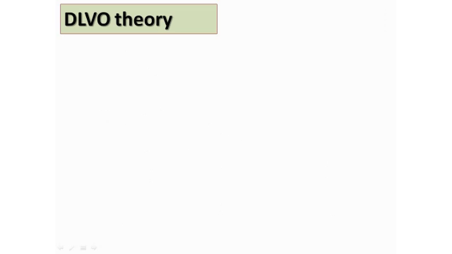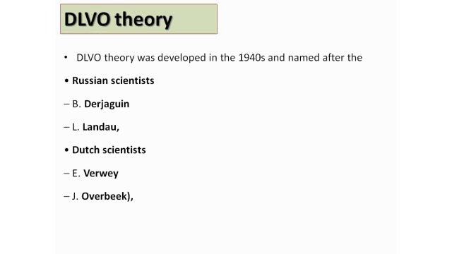The next thing is the DLVO theory. It was given by a few Russian scientists in the year 1940, and the word DLVO has come from the initials of their names. It was developed in 1940 by the Russian scientists Derjaguin and Landau, and two Dutch scientists, Verwey and Overbeek.